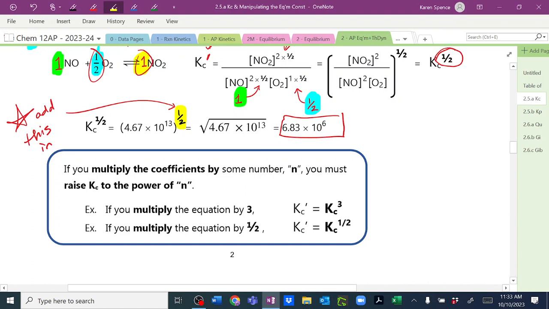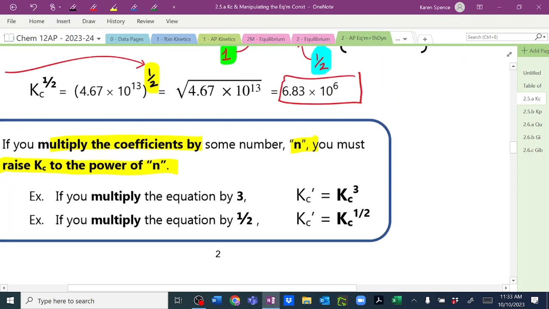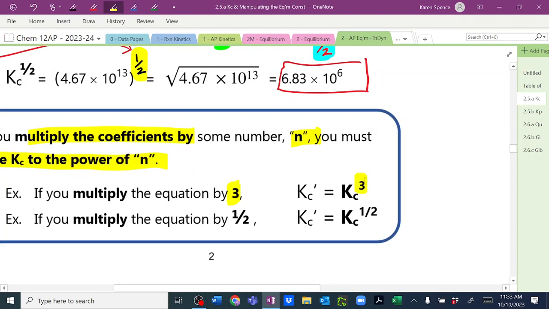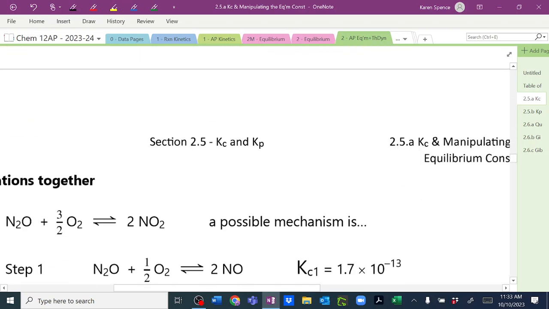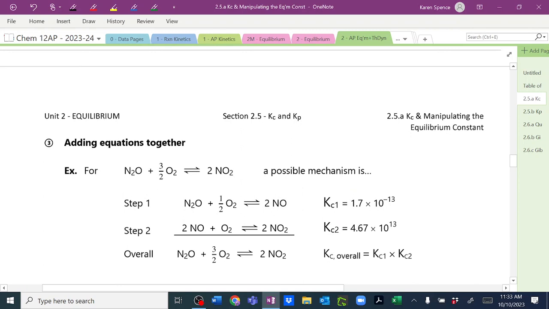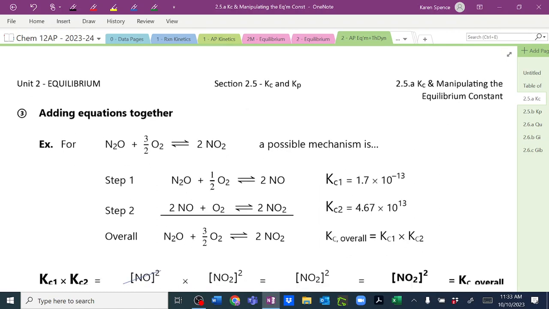So if you multiply the coefficients by n, you raise Kc to the power of n. So if you multiply the equation by 3, you raise Kc to the 3. If you multiply the equation by half, you raise Kc to the half. And this is the only one that might be a little bit tricky, but it's a lot like Hess's law, or reaction mechanisms, because we're adding reactions together.